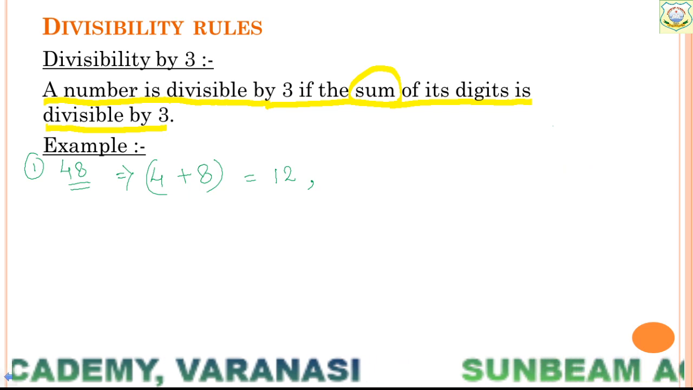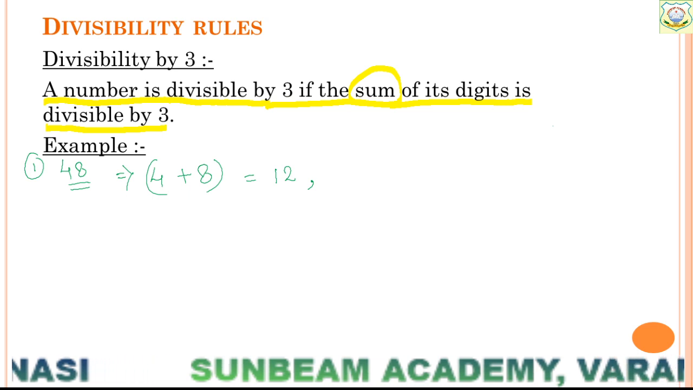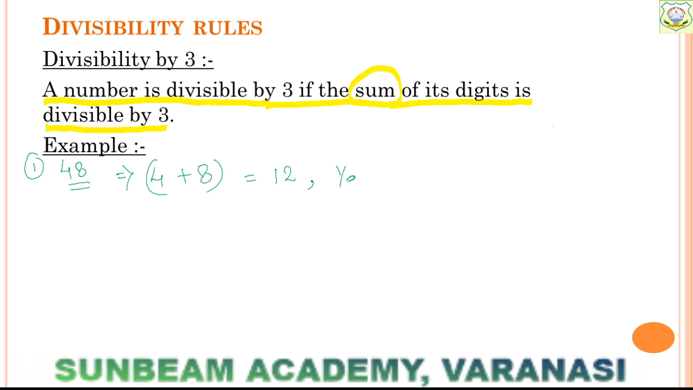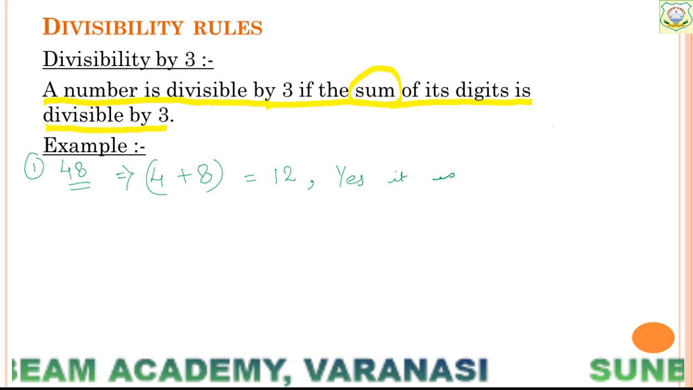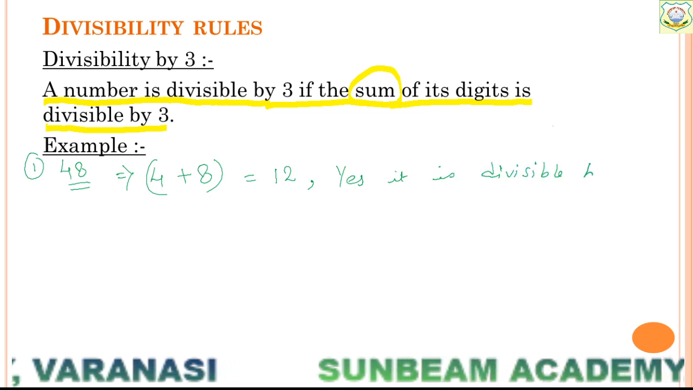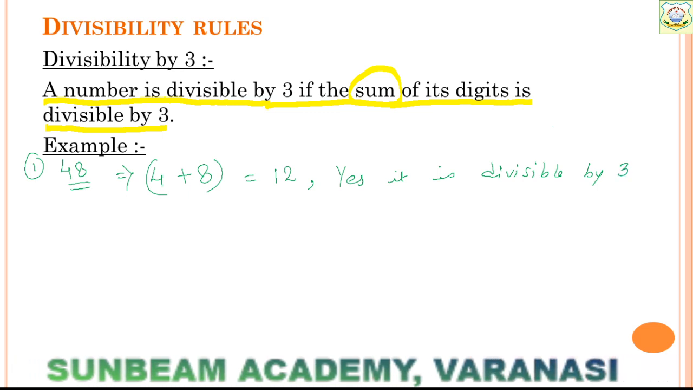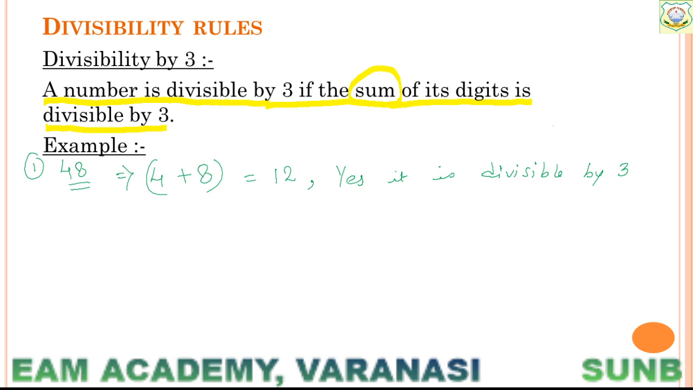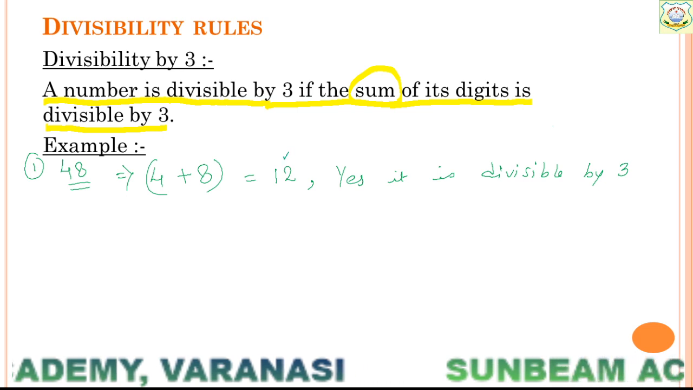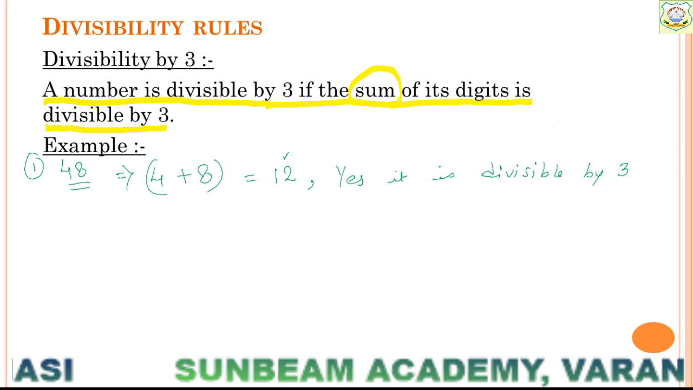So now what will we be doing here? We will write, yes, it is divisible by 3. This is the rule of 3. First we have to add and then we have to check whether this number is divisible or not by the table of 3. Got it?